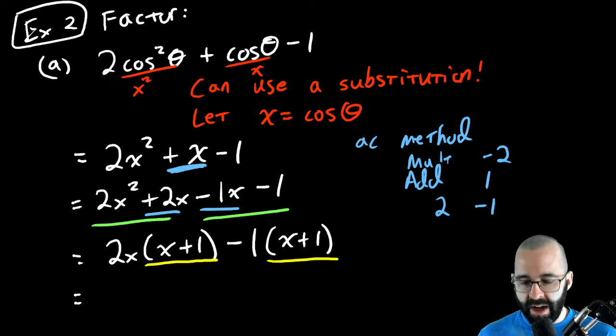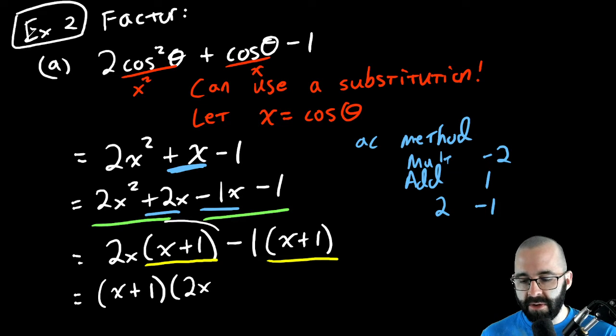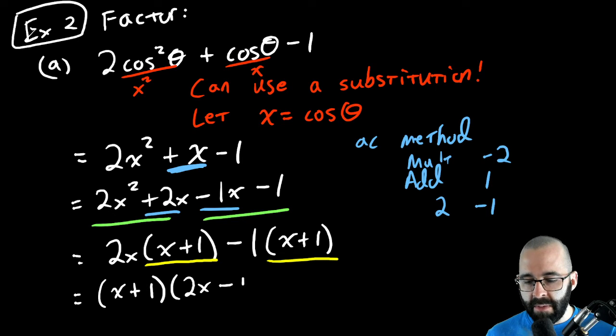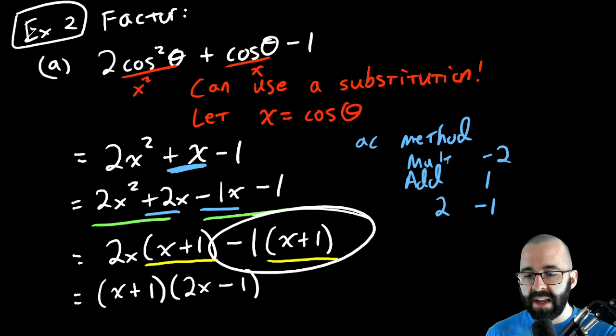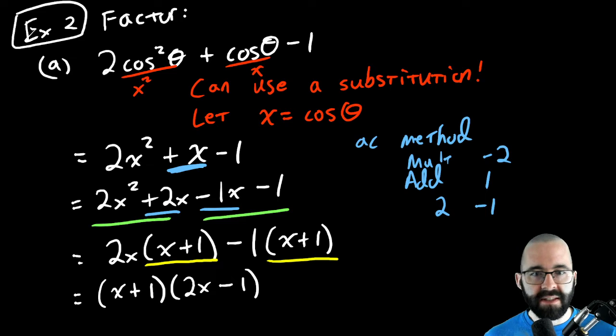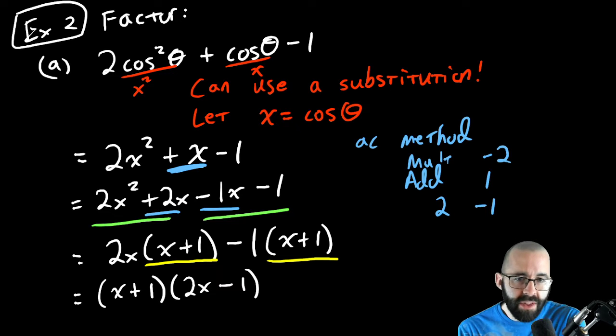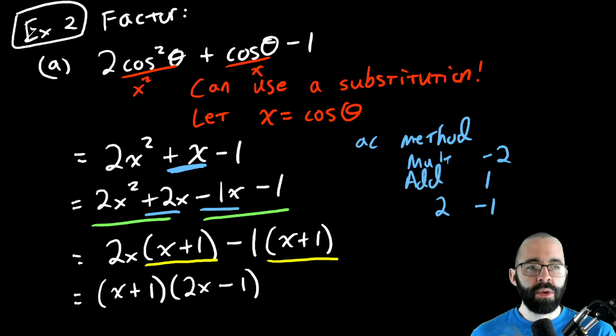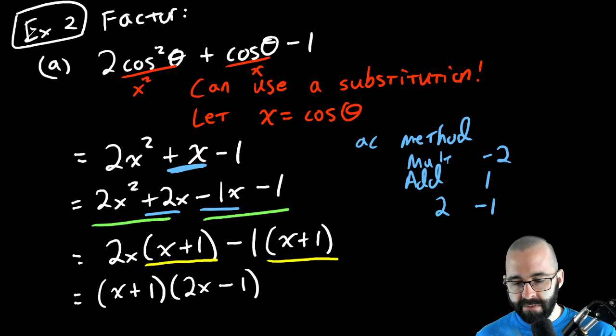And what we're going to do is we're now going to factor that common factor. They both have an x plus 1. We're going to take that x plus 1 out of both of them. And we're going to be left with 2x is what's left over from the first term. Minus 1 is what's left over from the second term. And we've successfully factored. The AC method takes longer, but it's usually a pretty good solid method.